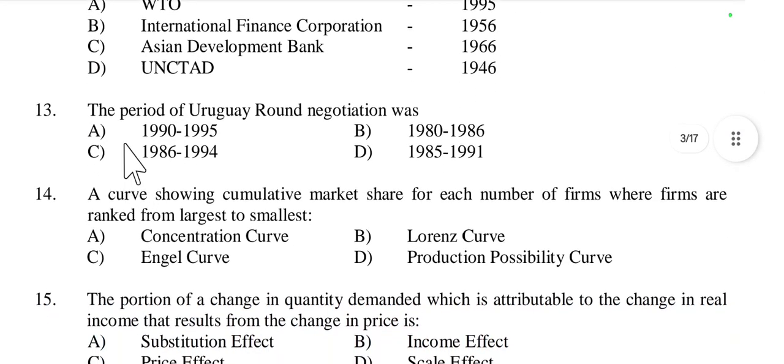Then question number 13, the period of Uruguay round negotiation was 1980 to 95, 80 to 86, 86 to 94. Yes, Uruguay round negotiation was from 86 to 1994. So 13, option C is right.